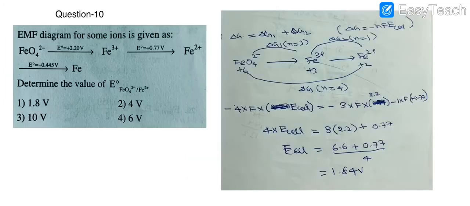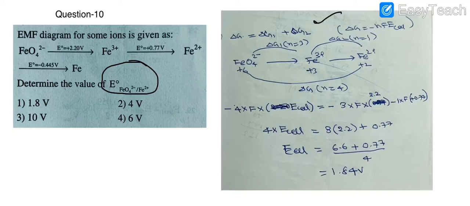Okay, and the last model, sometimes they give the EMF diagram for ions, given as FeO4 2 minus converted into Fe3 plus, Fe3 plus converted into Fe2 plus, and Fe2 plus converted into Fe. In this case, for the process FeO4 2 minus to Fe2 plus, how much is required? Based on the information you have to solve the questions. Okay, use this concept. The total process requires delta G, and the individual processes are delta G1 and delta G2.